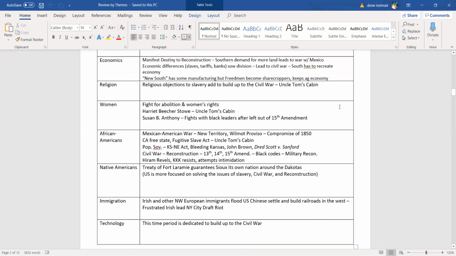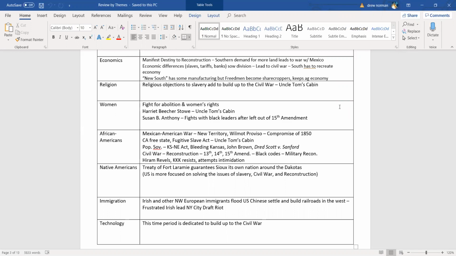The poor people and many Americans moving out west to get a new start on homesteads, the expansion of slavery. The Southern demand for more land is what led to war with Mexico. And it was the economics that drove that decision to fight. Many economic differences develop and sow division amongst our country. So the South was dedicated to slavery. The North had no need for it, and so they were never going to agree upon that.